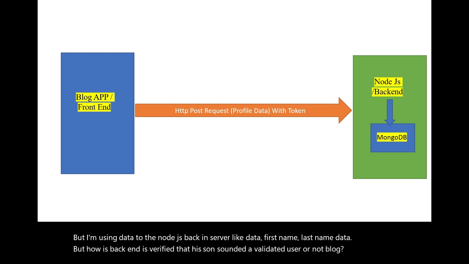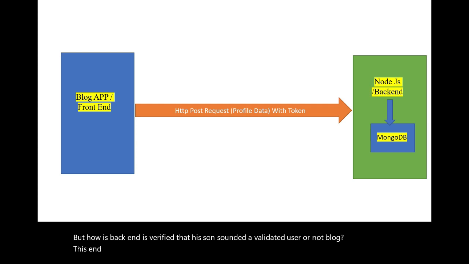We will send an additional thing called a token with the profile data to the Node.js backend. So at the time of storing the data on MongoDB, Node.js first verifies whether the token is valid or not, and only then will it store the data on MongoDB. When we log in with the Node.js application, at that time we generate a token and then send it to the blog app.